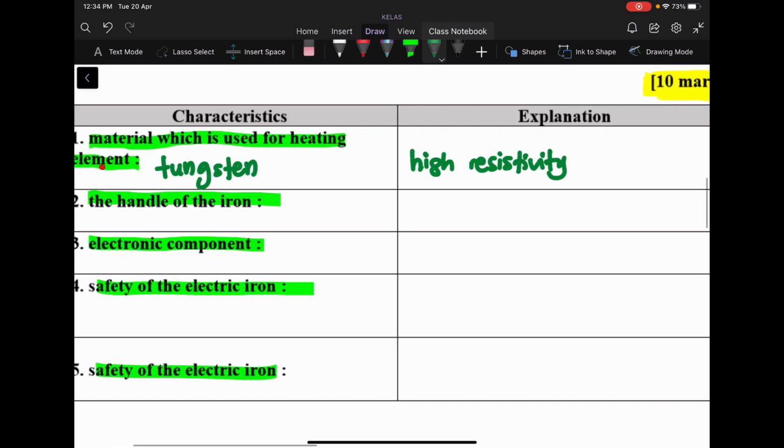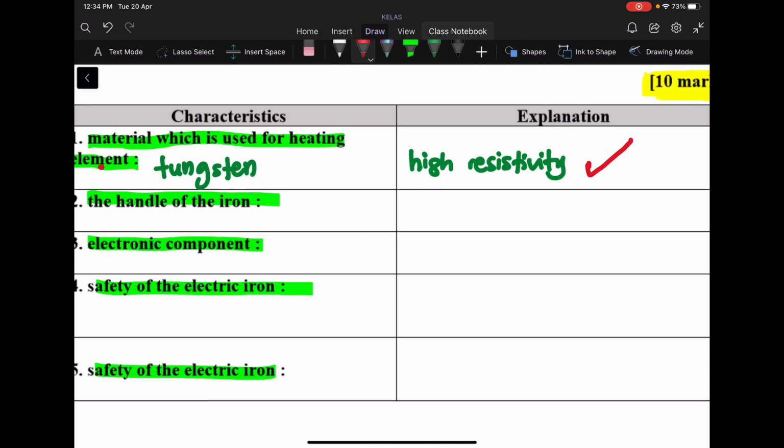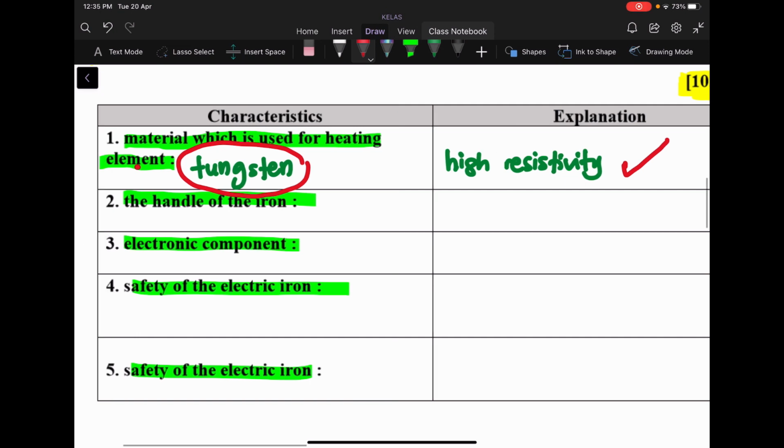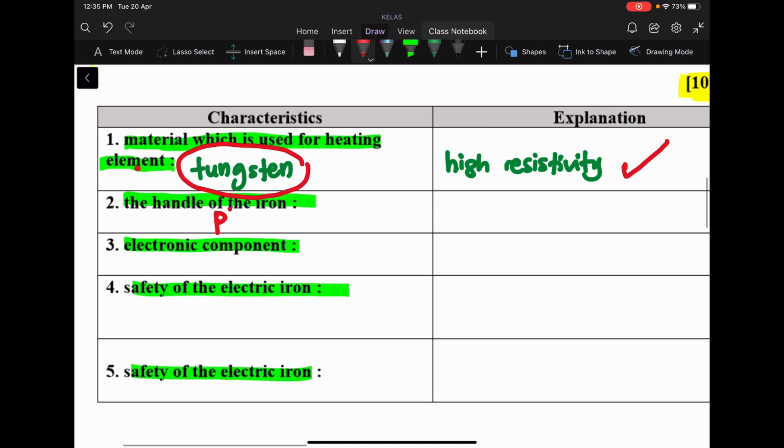Okay, right? So yang ni boleh diterima because we really dengar sambil-sambil tengok jawapan tu. We want something that has high resistivity. Ataupun if you don't know the material ada banyak kan? If you don't know the material, what can you answer? Nombor 2, nombor handle? Yes. Plastic, okay, accepted. Why?